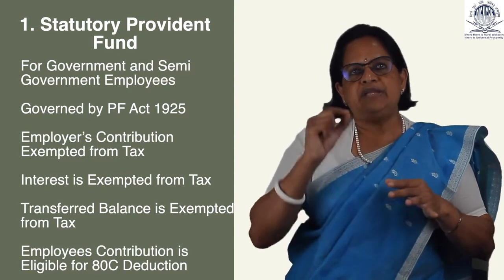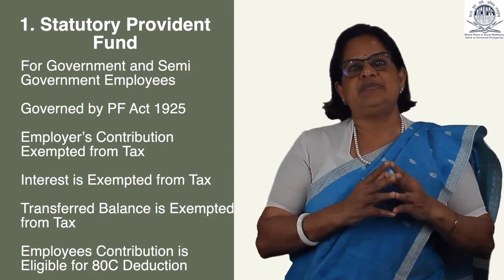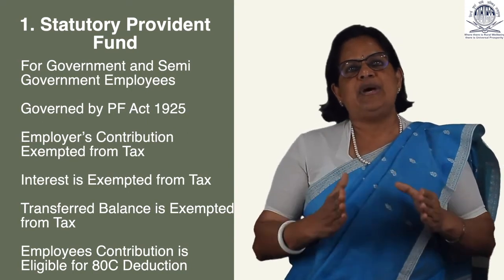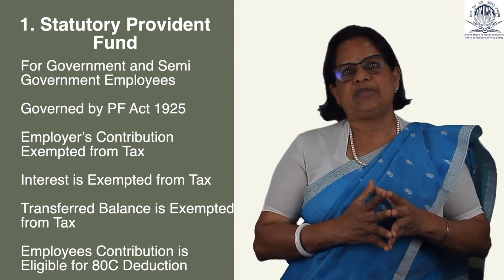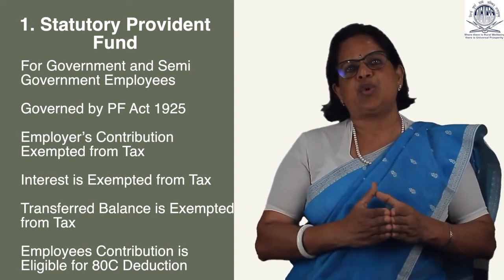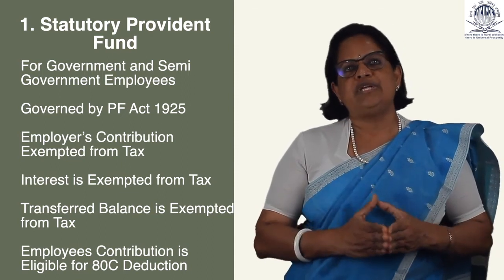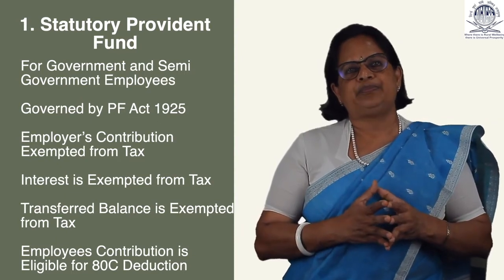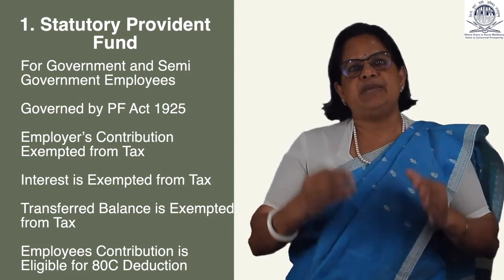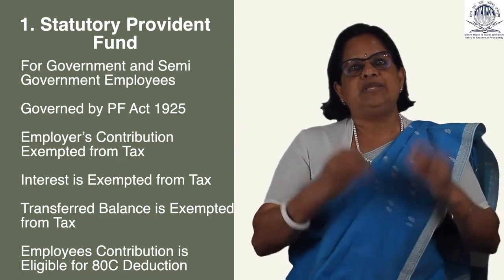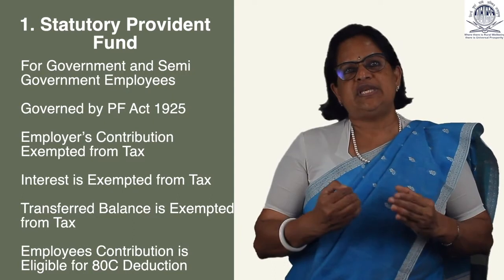etc. Another important feature of SPF is that employer's contribution, interest credited, and transferred balance are exempted from tax. Transferred balance is the amount transferred from Unrecognized Provident Fund to Statutory Provident Fund when it gets the approval of the Commissioner of Income Tax. An added attraction is that employees' contribution is eligible for 80C deduction. That is the major tax saving scheme for most of the salaried employees.